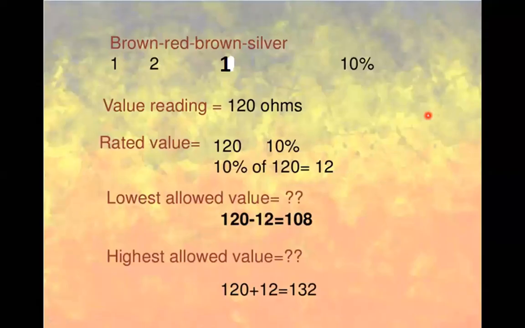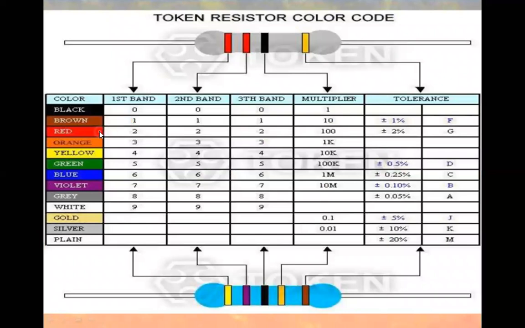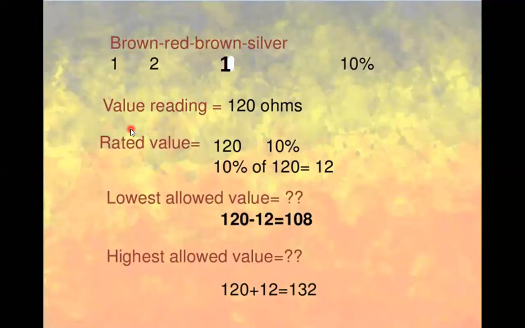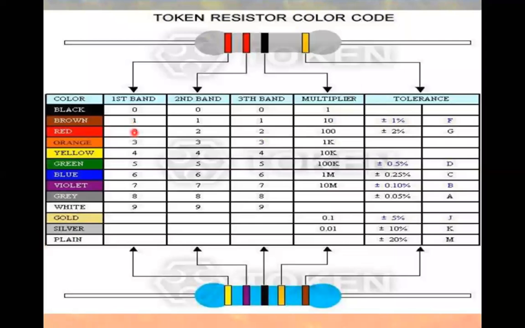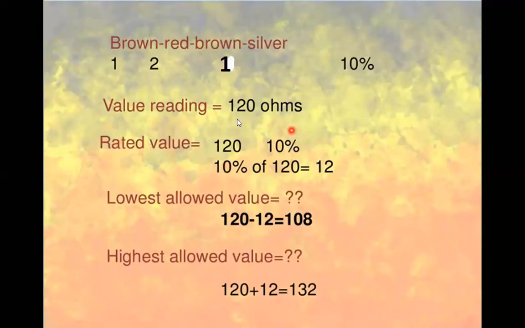So you can say, if you have a resistor with brown, red, brown, silver, how does it come out? Brown is 1, red is 2. You can see here brown is 1, red is 2. So it is 1, 2, and the next color is brown again, so 1, 2 into 10 to the power of 1. So how much will it be? It will be 120 ohms.